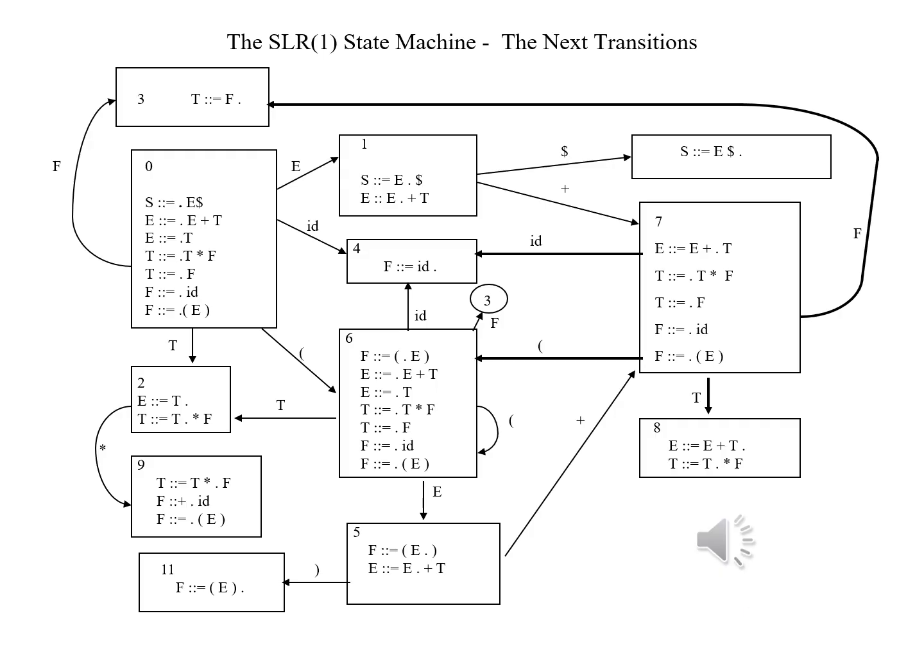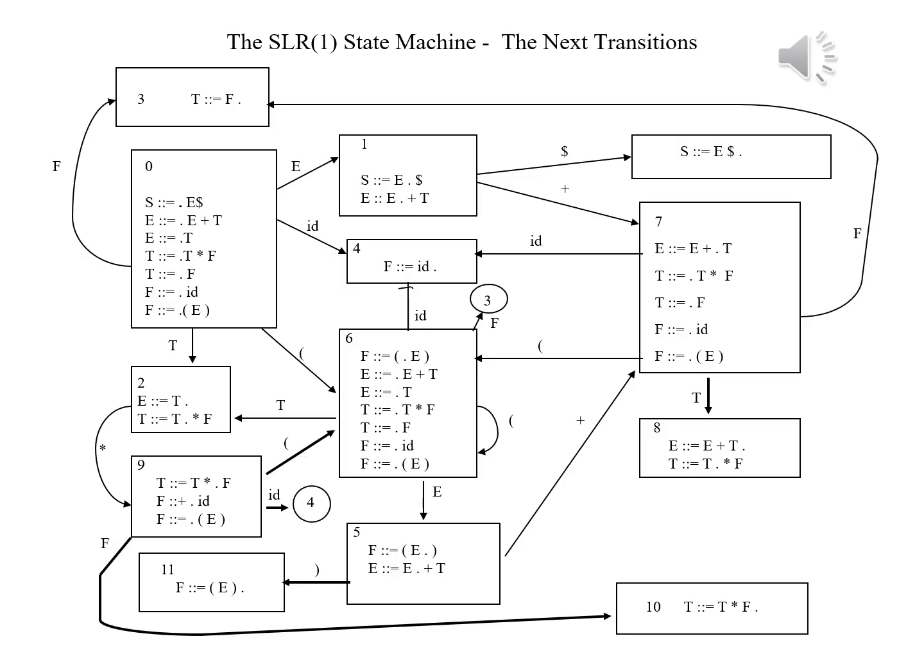The last of the transitions from state 7 will be on the open parenthesis, which will take us to state 6, from F derives dot open parenthesis E close parenthesis to F derives open parenthesis dot E close parenthesis.